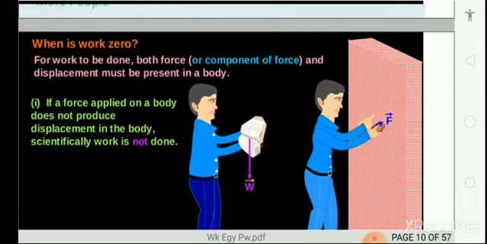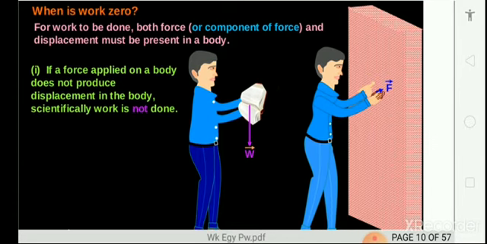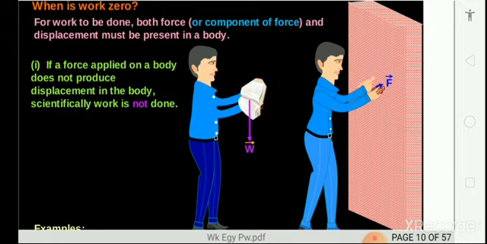Now, when is work done 0? For work to be done, both a force component and displacement must be present in the body. If a force is applied on the body but does not produce a displacement, then scientifically no work is done. For example, consider you are sitting in school, go home, come back next day and sit in the same place. Scientifically, you have not done any work. Work done is zero because displacement is zero.